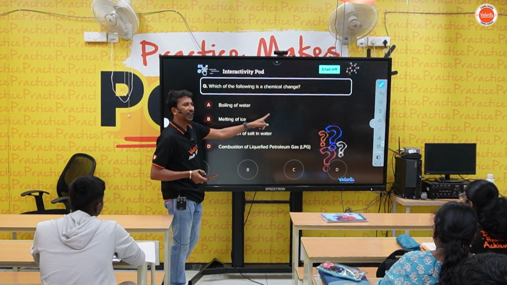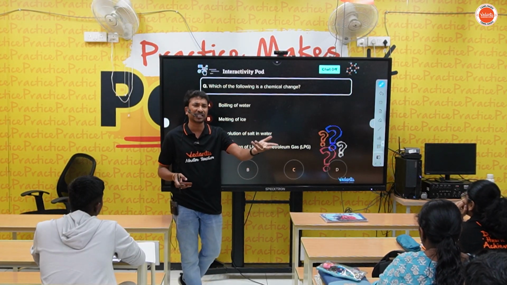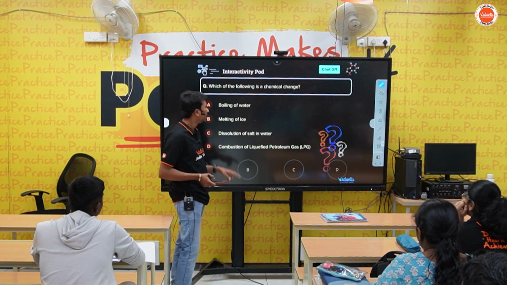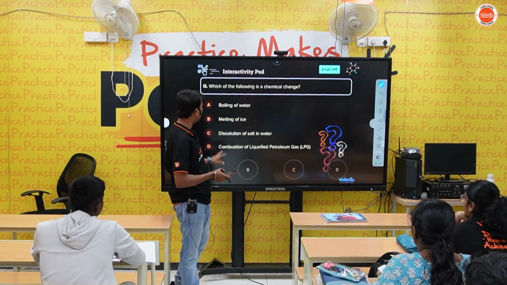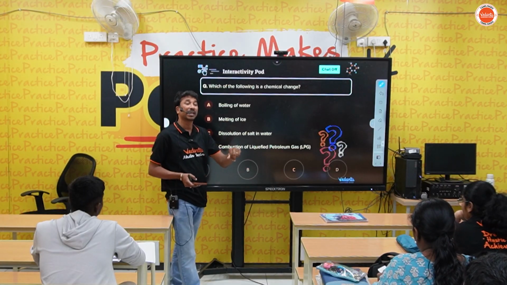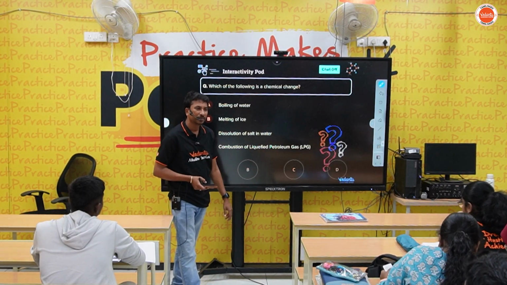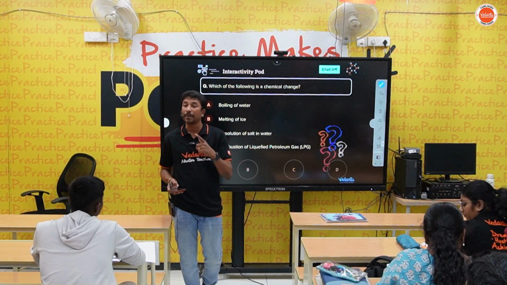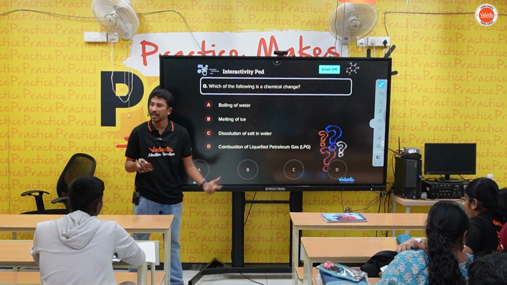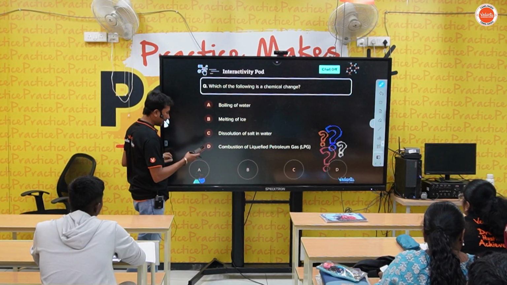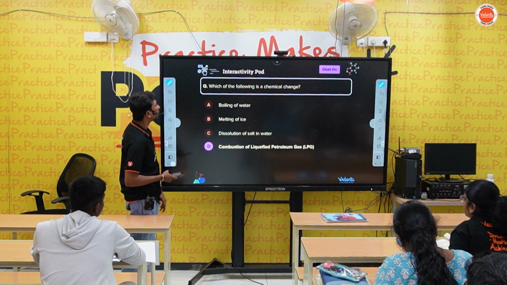Boiling of water, what happens when water boils? Vaporization, just a phase transition, right? You can get it back. What about melting of ice? Definitely a phase transition again, right? Salt in water, you can crystallize it and get it back again, right? What about combustion of LPG? It is going to be carbon dioxide and water, right? So therefore it is going to be a chemical reaction. I hope the hotspot is off. Now the answer is D for this, right?